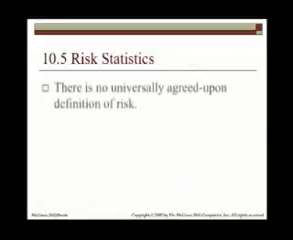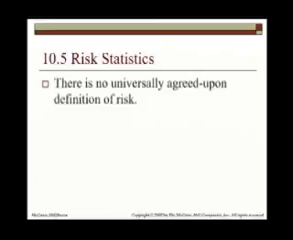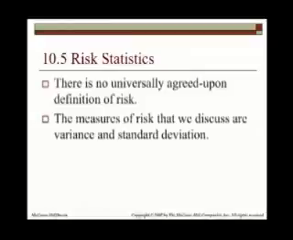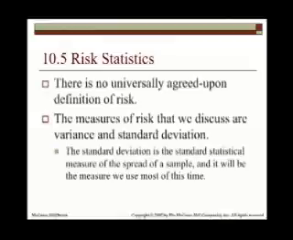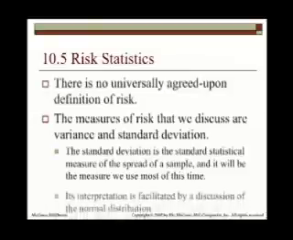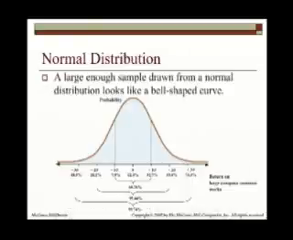Let's talk about some risk statistics. First of all, there is no universally agreed definition of risk, and we could talk about that for some time. I think for most people, risk means the probability of failure. But in finance, we're going to let risk represent the probability that we will miss the expected guess or the expectation. So we use standard deviation and variance quite often as a measure of risk. Standard deviation is a measure of the standard statistical spread of a sample, and we're going to look at the calculation of that. So here's a typical normal distribution.